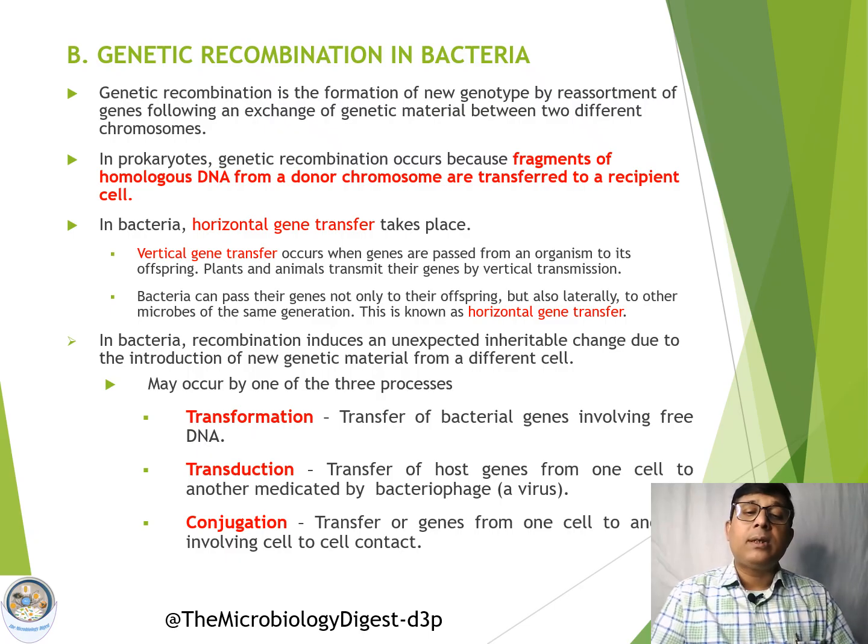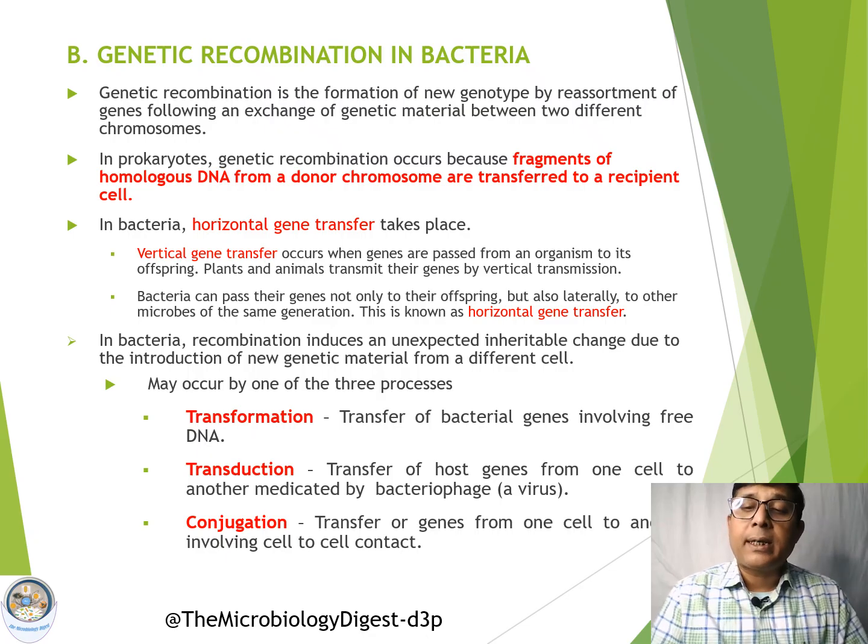Then the third method is conjugation. Conjugation is the transfer of genes from one cell to another through cell to cell contact. These three are the main ways by which recombination of bacterial genetic information may occur in bacteria.